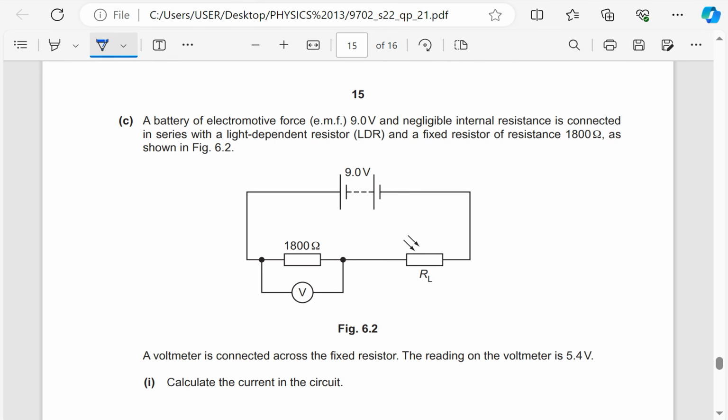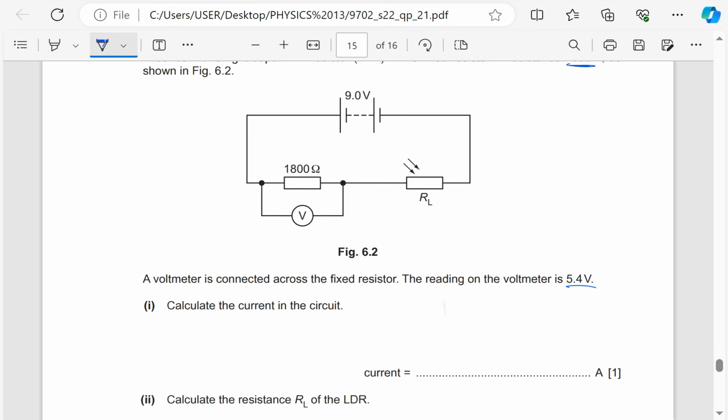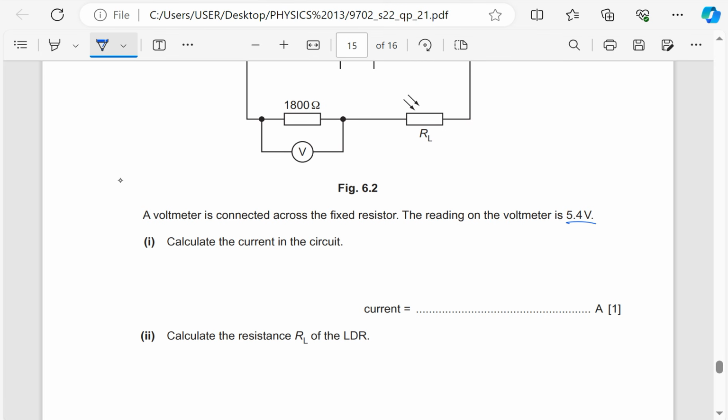Okay. A battery of EMF 9 volts, negligible internal resistance, is connected in series with the light-dependent resistor and a fixed resistor of 1800 ohms as shown in the figure. The voltmeter is connected across the fixed resistor. The reading on the voltmeter is 5.4 volts. Calculate the current in the circuit.